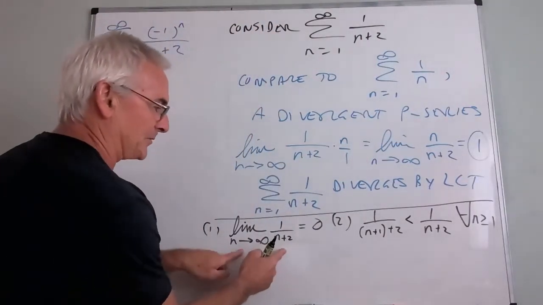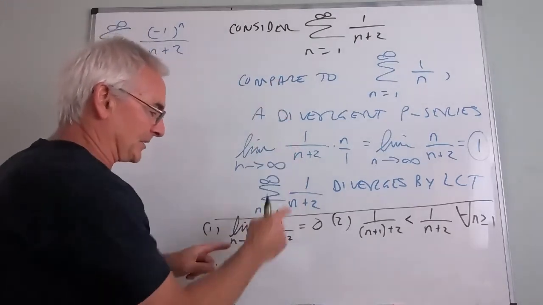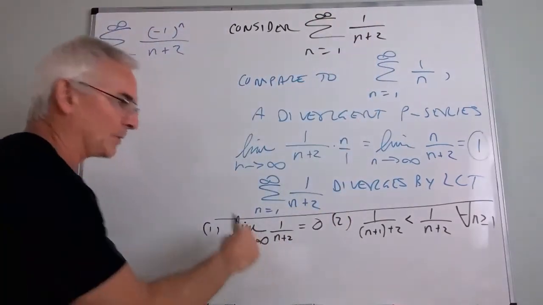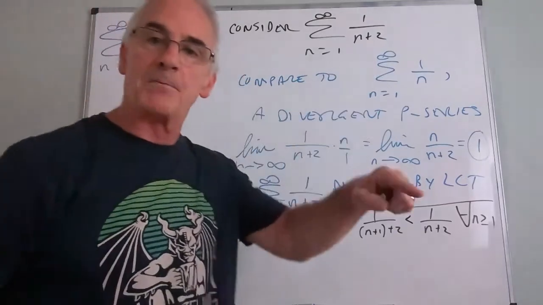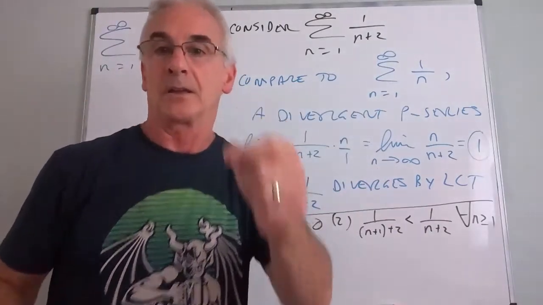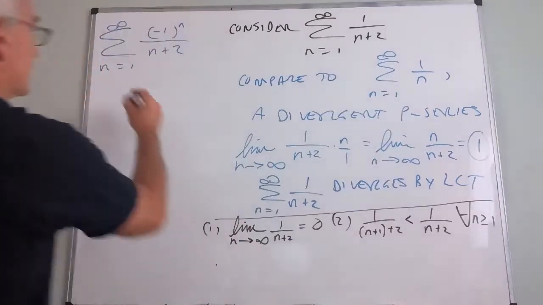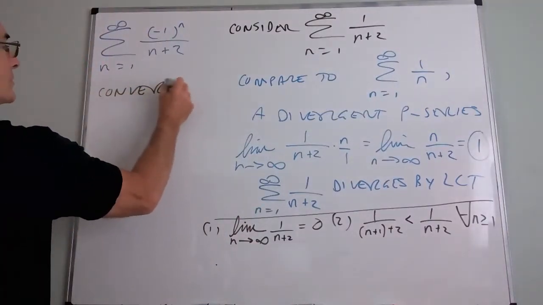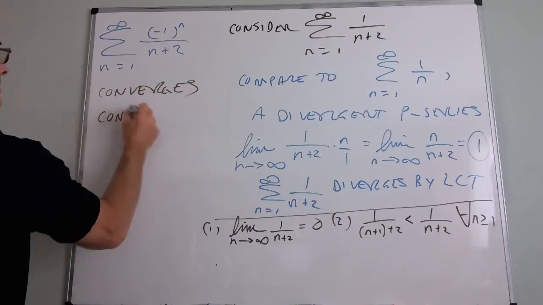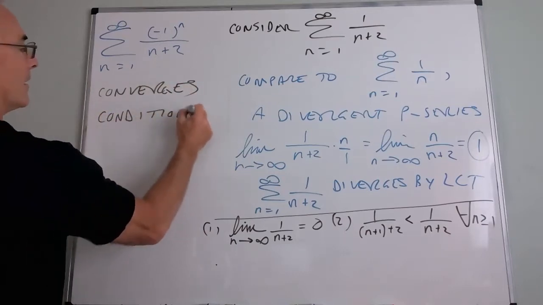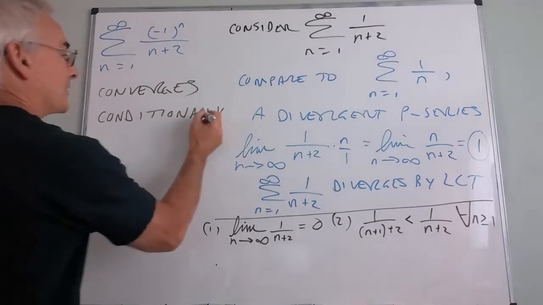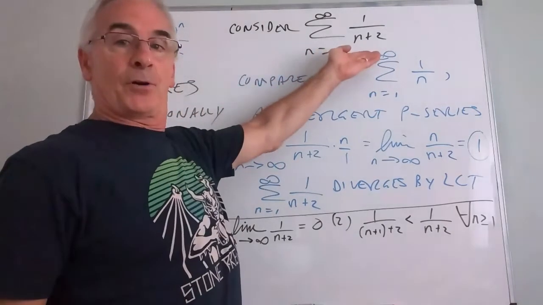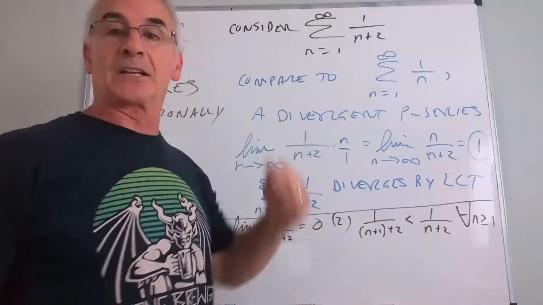I just passed the nth term test. I have an alternating series where the non-alternating version diverged, but it passed the nth term test. That means I met the condition for conditional convergence. So this converges conditionally. Ah, that's why we like the alternating. My original series here would diverge, yet by alternating, I got convergence.